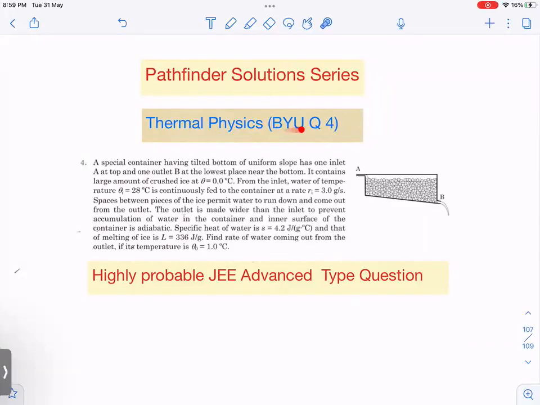This is Build Up Your Understanding question 4 from the topic Thermal Physics from the book Pathfinder. So let us see, it's a very good question. There is a special container having a tilted bottom. It has a uniform slope, so the slope is a straight line.